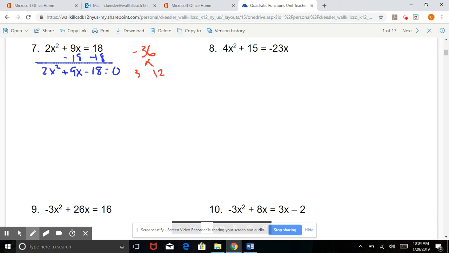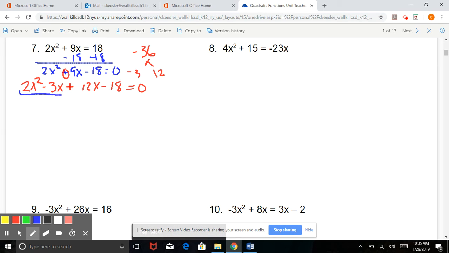And when we're doing this, we keep in mind that the 9 is positive, so we want the 12 to be positive and the 3 to be negative. Now we can start the process of grouping. 2x squared minus 3x plus 12x minus 18 equals 0. We group the first two terms and the last two terms.